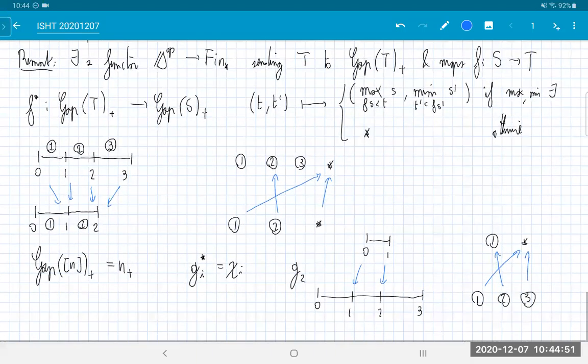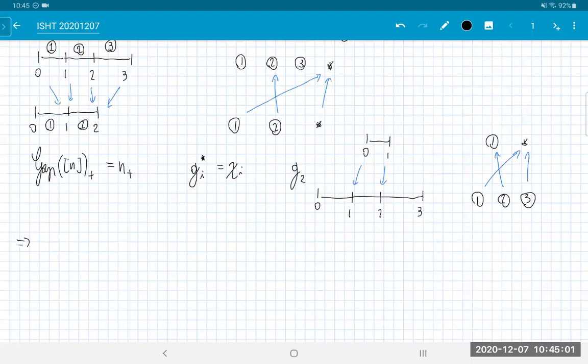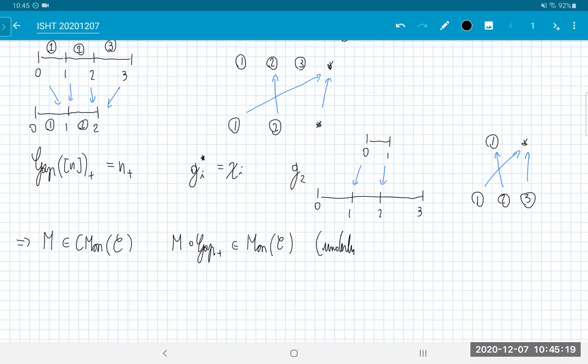So let me call this functor actually gap plus, because that's what it does. And so if M is a commutative monoid in C, you'll see M composed with gap plus is a monoid in C, because the Segal conditions stay the same, and that's the underlying monoid of our commutative monoid.